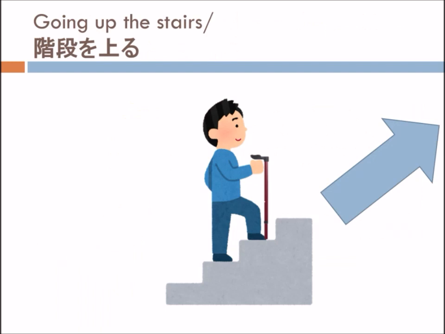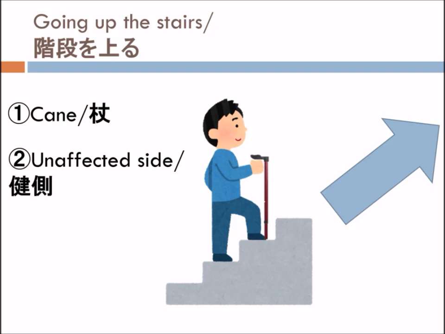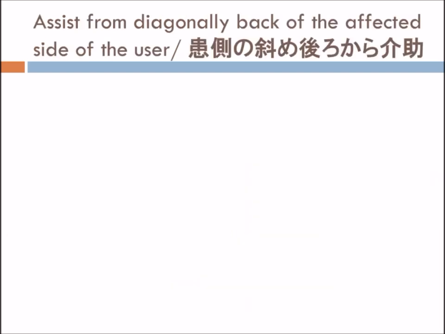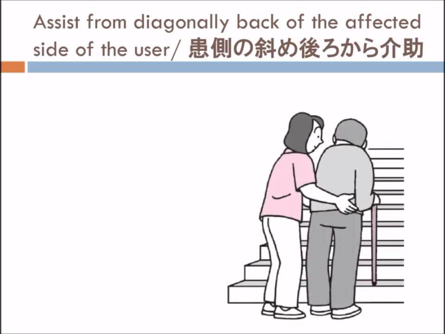Going up the stairs. How to go up the stairs? First, cane. Second, unaffected side. Third, affected side. Assist from diagonally back of the affected side of the user. In order to ensure safety, the care worker stands one step below the user.